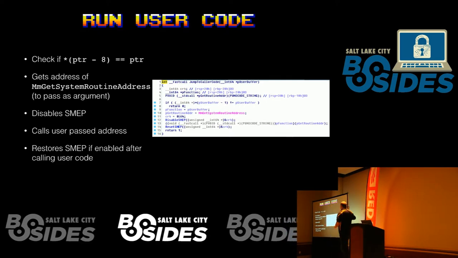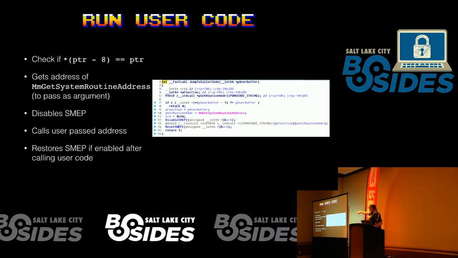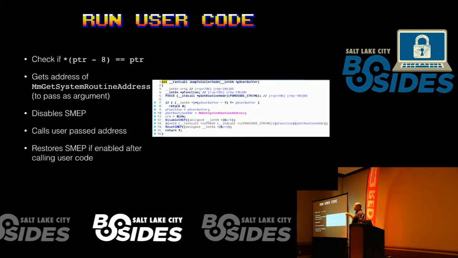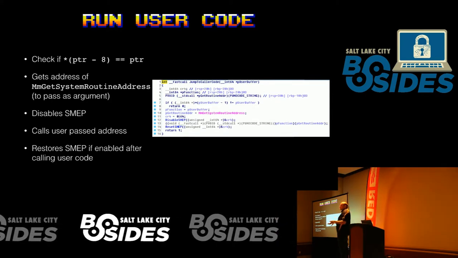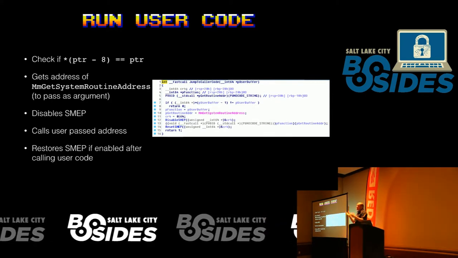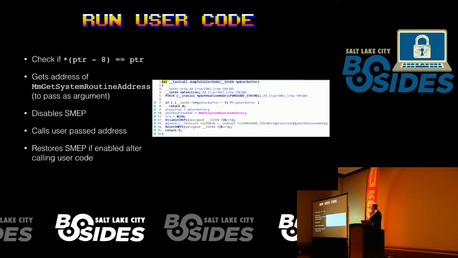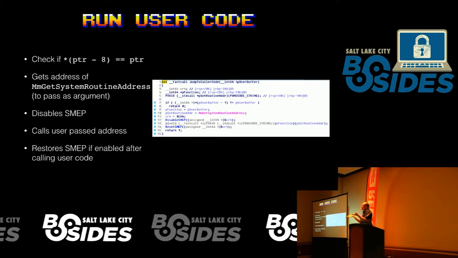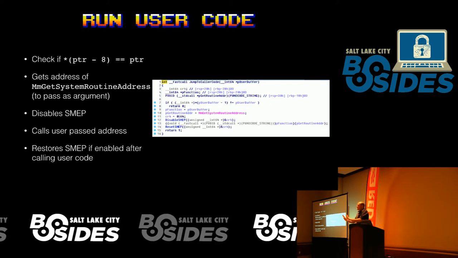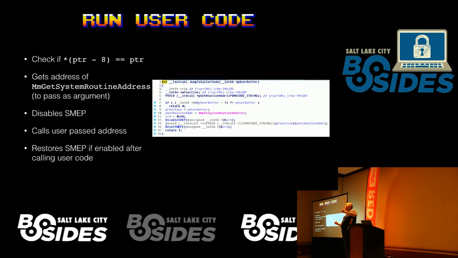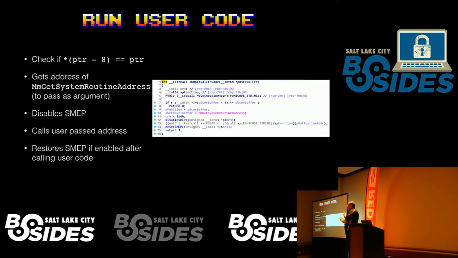That's fine. And then it finds the address of a routine, and it passes that as an argument to the user land pointer. It assumes what you give it is a pointer to code, and it just jumps to the code that the user gave it. Once that's done, then it comes back and says, okay, let's re-enable that bit that says kernel mode code can only run in kernel, and let's not run user mode code.